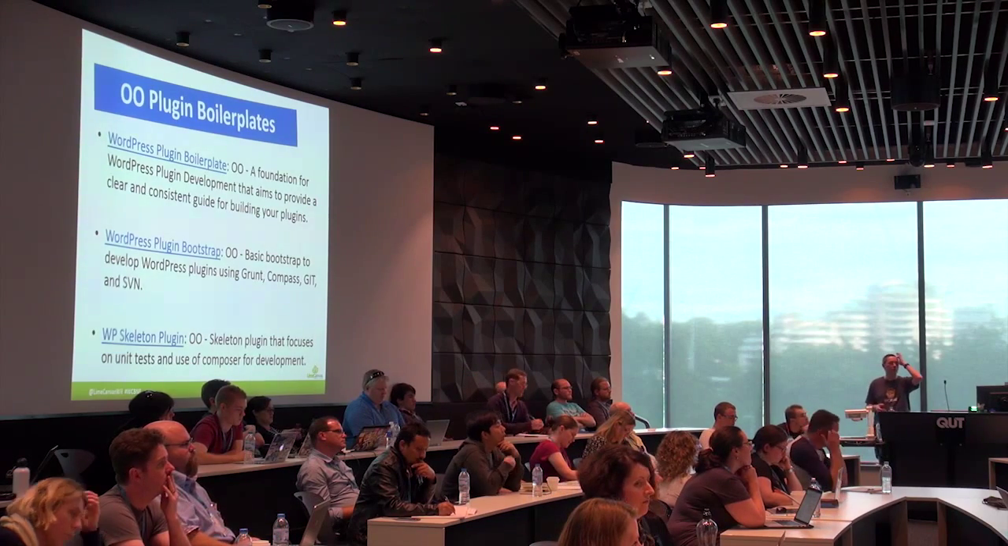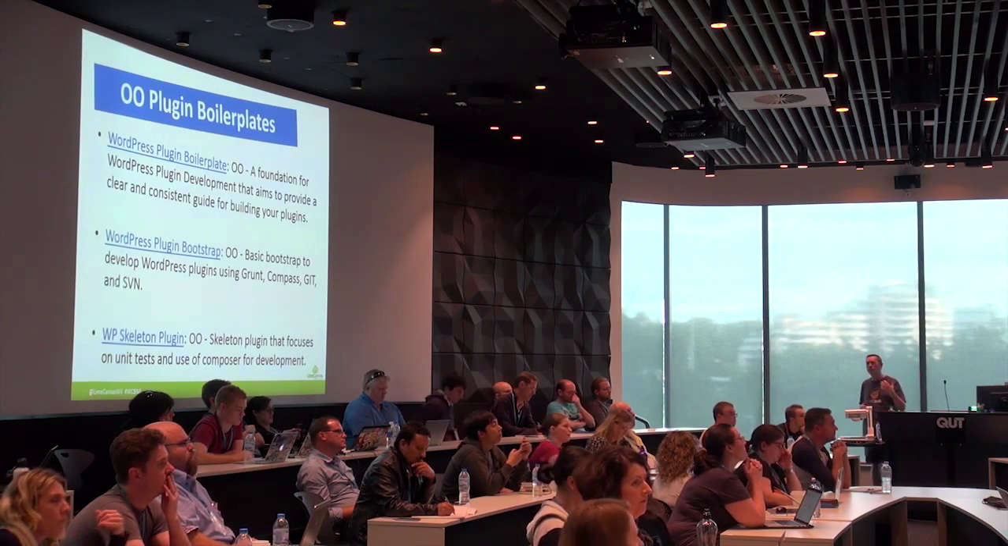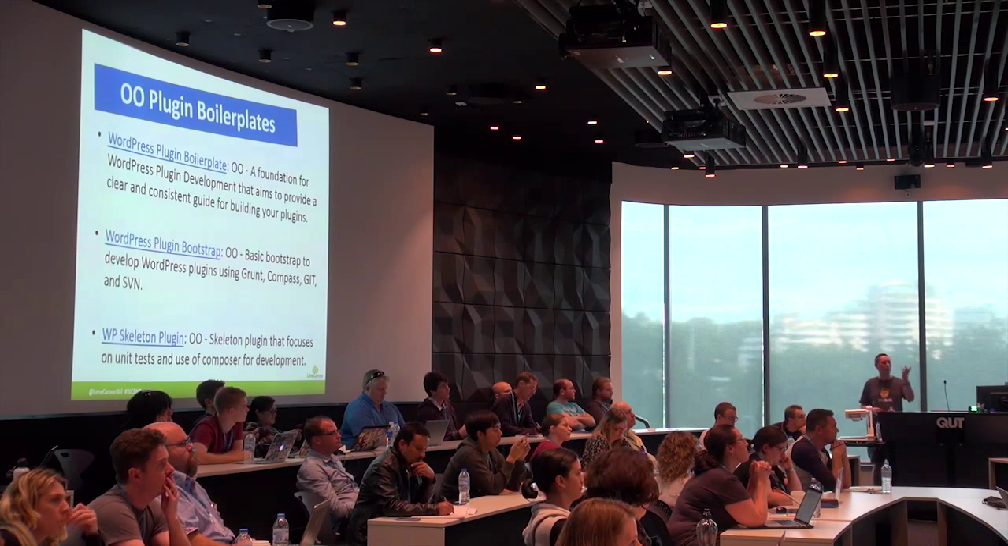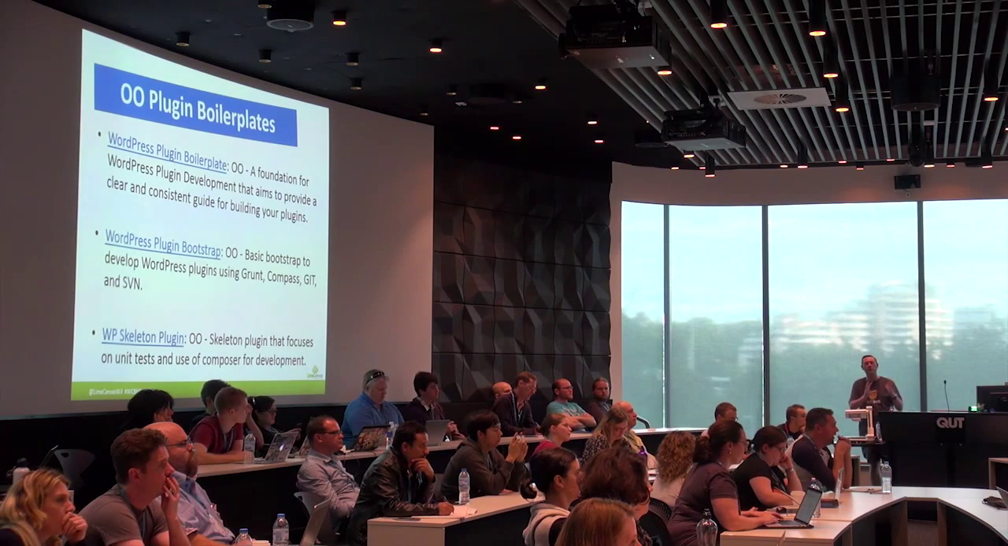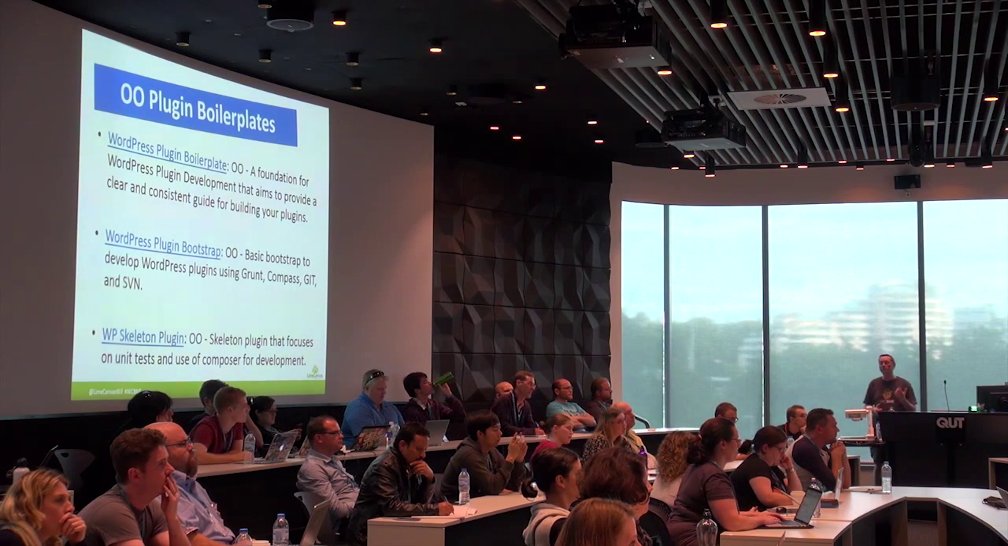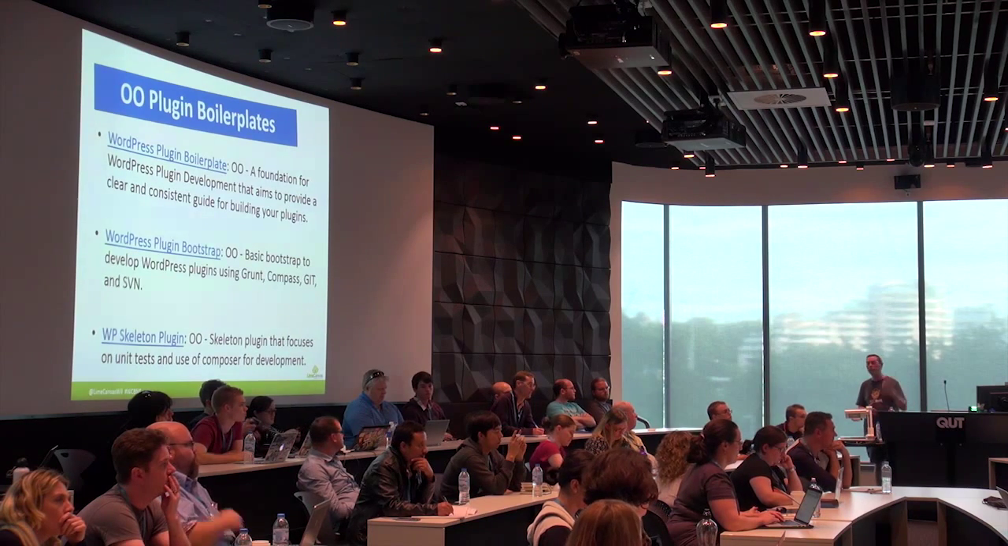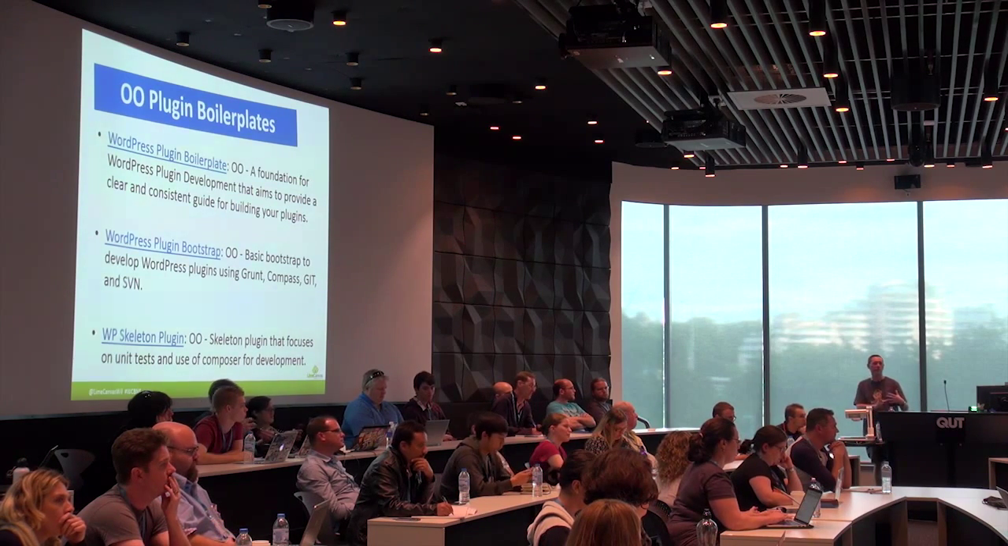So one of them is like a foundation. Other one uses Bootstrap and Grunt and Compass and Git. Another one, the one at the bottom, is just a kind of basic skeleton, but it's got a unit test, PHP unit test for it. So you don't have to start from scratch. You can just download these as like a starter for 10.